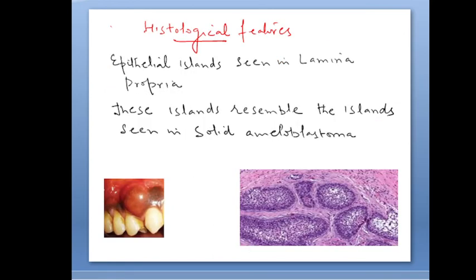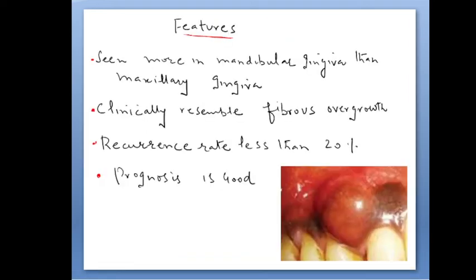Histopathologically, a large number of epithelial islands are seen in the lamina propria. These islands resemble the islands seen in solid ameloblastoma, mostly that of the follicular variety of solid ameloblastoma. Now, what are the common features? They are seen more in mandibular gingiva than maxillary gingiva. They clinically resemble a fibrous overgrowth. The recurrence rate is very low. There are lots of studies, but generally the recurrence rate is less than 20%. It is 5 to 10%, and prognosis is good.